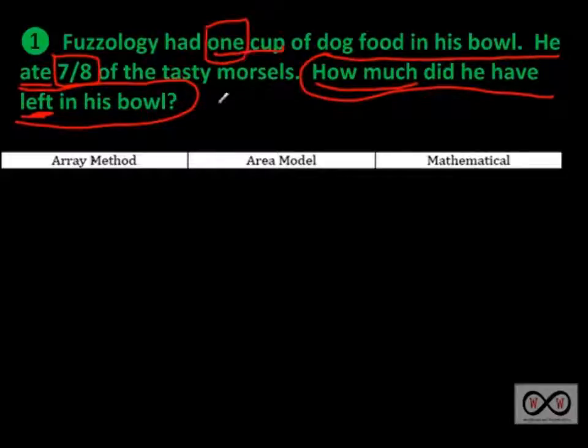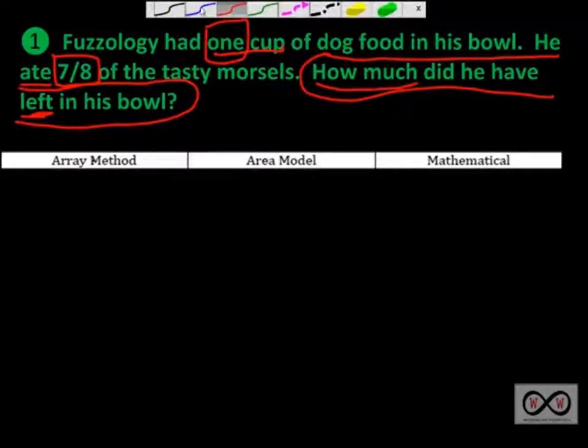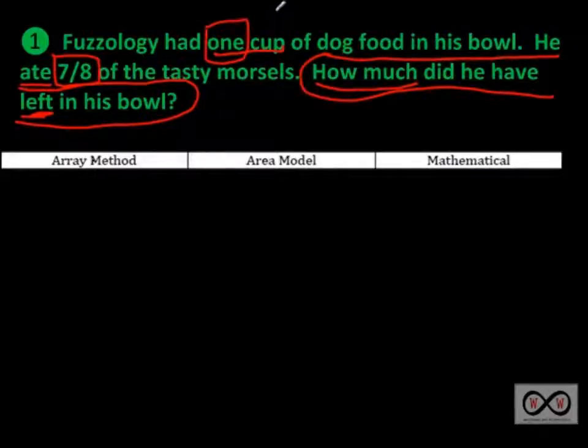A lot of times, to make more sense to you and more understandable, it's a good idea to draw a picture. And we have a couple ways of doing that. We have the array method and the area model. So I'm going to start with the area model, and we'll take a look at what we have going on. We have 1 cup. So he started with 1 cup, and then he ate 7/8 of that cup. So if you're thinking that 1 whole could also be represented as, let me write this in a different color, 1 whole could be represented as 8/8 of a cup. We could write it that way.